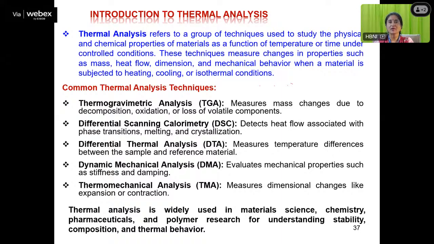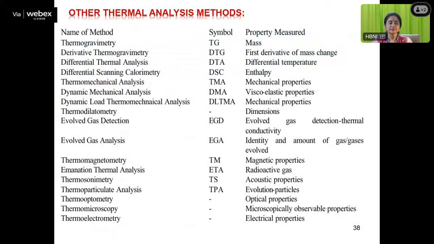Now thermal analysis is widely used in material science, chemistry, pharmaceuticals and polymer research, for understanding the stability, composition and thermal behavior of materials. Now this is the list of various thermal analytical techniques with the symbol, and what is the property measured. So TG is mass, derivative thermogravimetry is the first derivative of mass change, DTA is differential temperature that is measured.